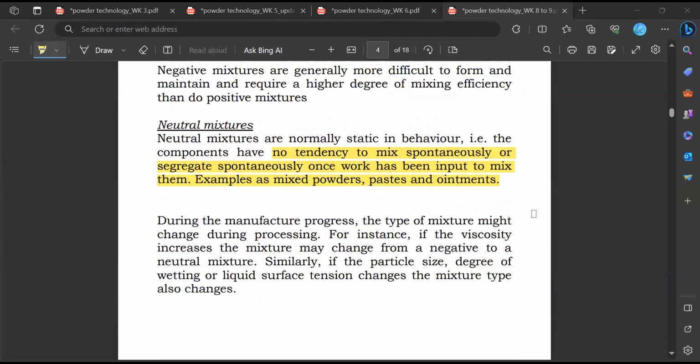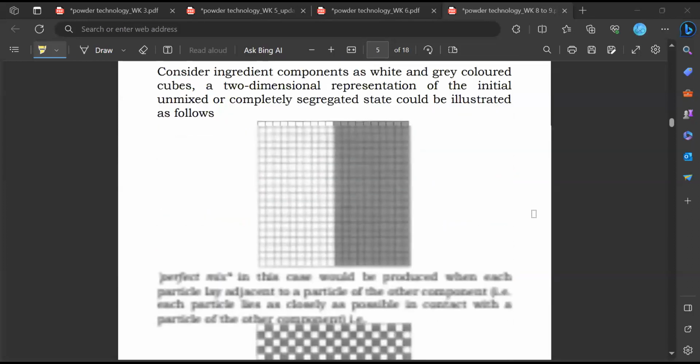Neutral mixtures have no tendency to mix spontaneously, or once they have been mixed, they will not segregate. So at the start, it will not mix spontaneously, but once it has mixed properly, it will not segregate. Examples of this are mixed powders, pastes, and ointments.